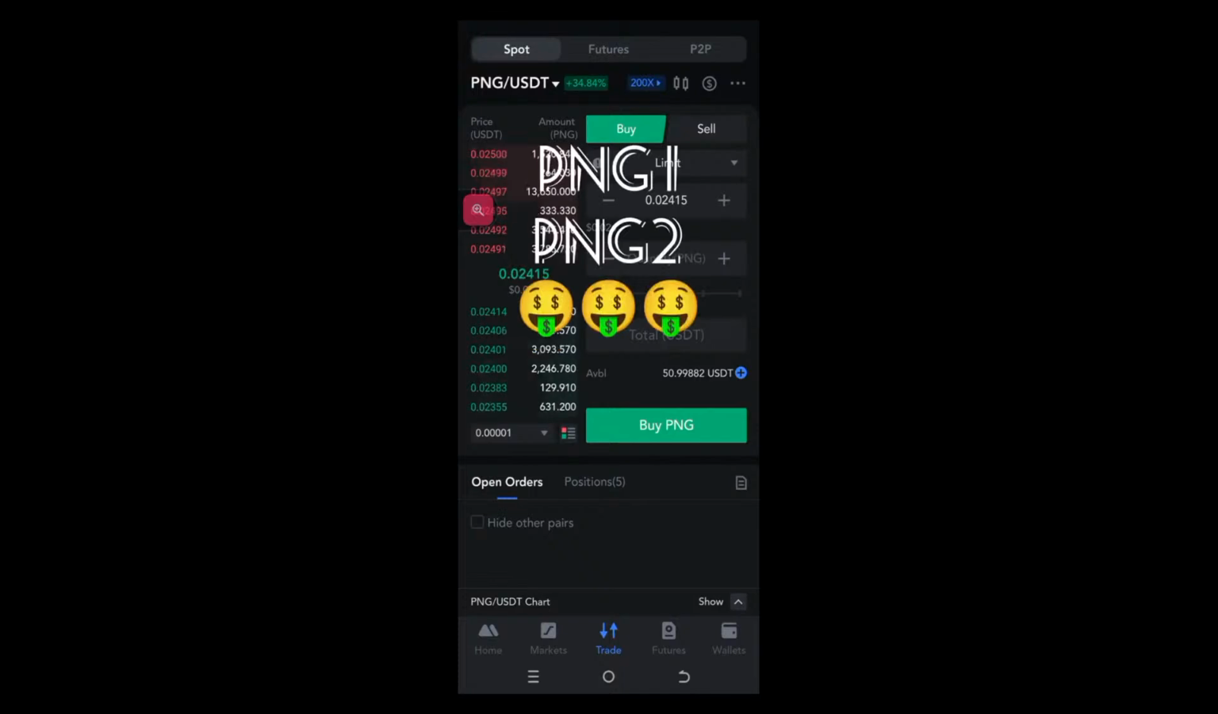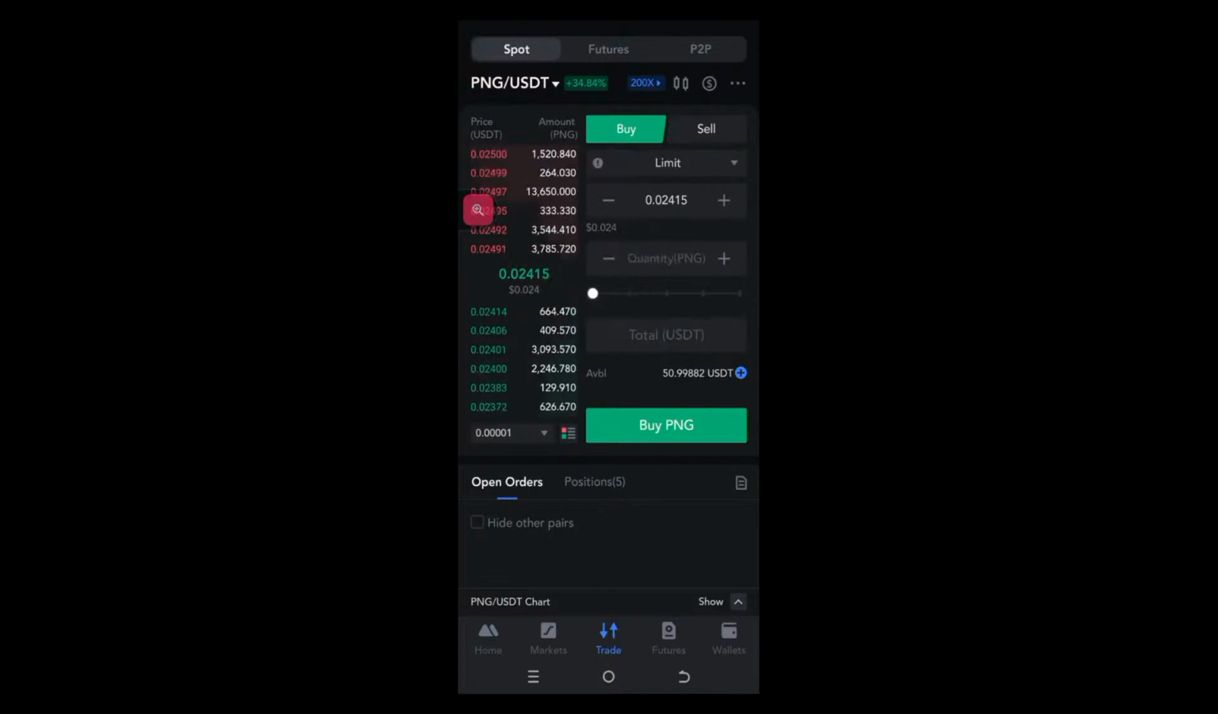PNG1, PNG2. Now remember that in PNG1, we got 55 cents. We were just trying to be conservative and just get out of the trade. And now we did the second one, and of course, this is awesome. We were able to get almost 2% on this trade. That's like 1.98%. Beautiful. Wow!